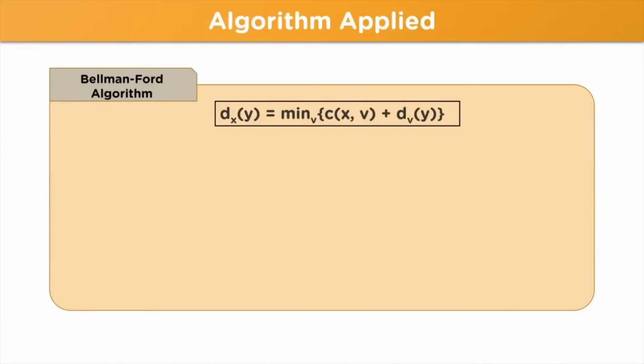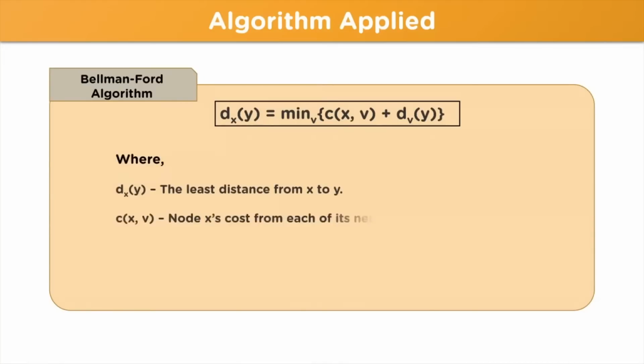This algorithm defines the shortest path that a data packet can take to reach its destination node from an initial node, where d of xy refers to the least distance from a node x to node y. Moving on, we have c of x comma v, where the cost from x to each of its neighboring nodes v is taken into consideration. Then we have d of vy.